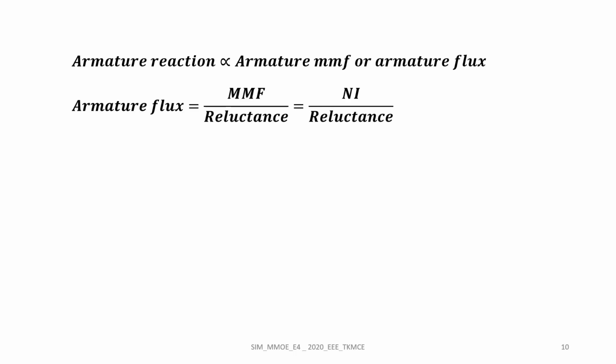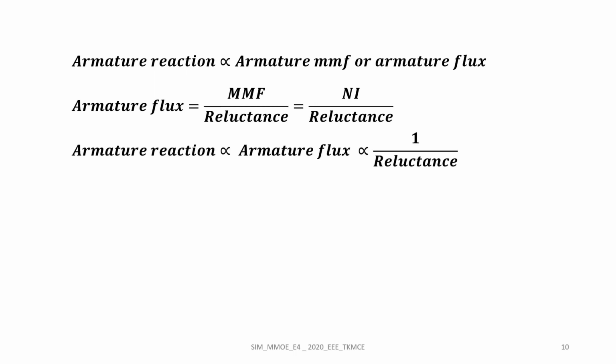Before discussing two reaction theory, let us refresh the important concepts which we got from SCR discussion. So we know armature reaction is directly proportional to armature MMF or armature flux. As armature current increases, armature flux increases. Therefore, armature reaction also increases. So we know armature flux is equal to MMF by reluctance, which is equal to Ni by reluctance. So as reluctance increases, what happens? Armature flux will decrease. That is, armature reaction is decreasing. So armature reaction is inversely proportional to reluctance.